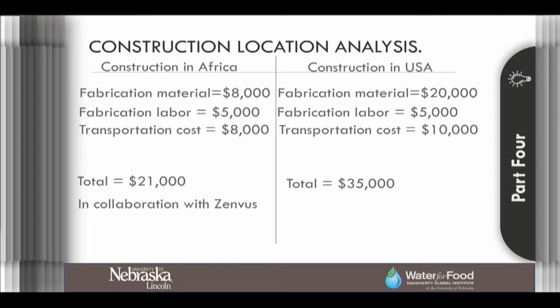Number one, we considered fabrication in Africa. This is very attractive because there is low cost attached to this. Labor cost is low, and we also identified local players like Zenvus, who have demonstrated capabilities in technology-driven agriculture. So we calculated what it would cost to source some parts in the United States, ship them to Africa, and assemble it over there, which is about $21,000. The other alternative was shipping the whole system from the US to Africa, which is about $35,000.